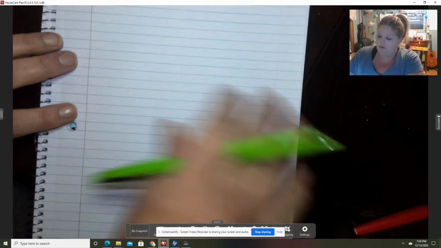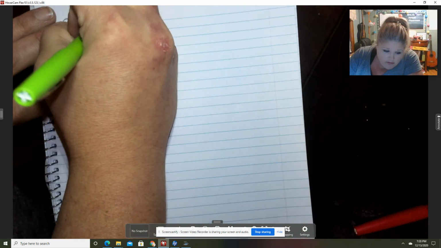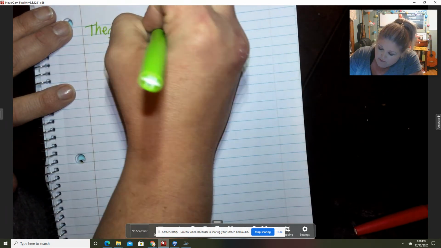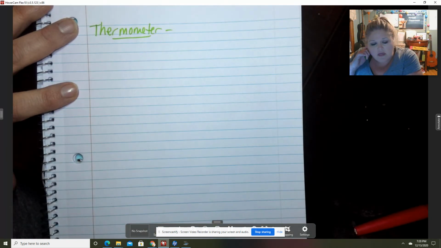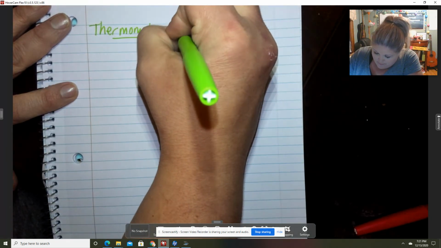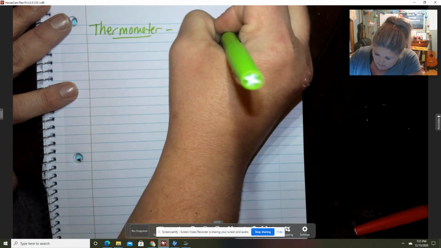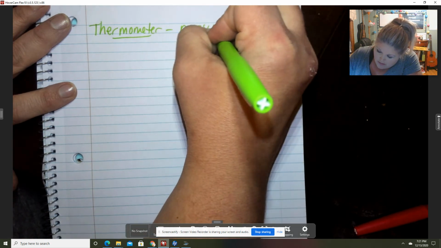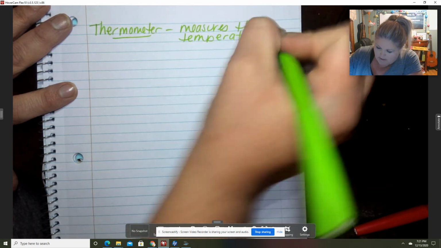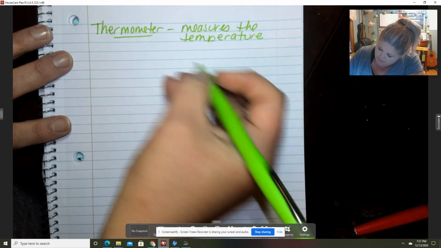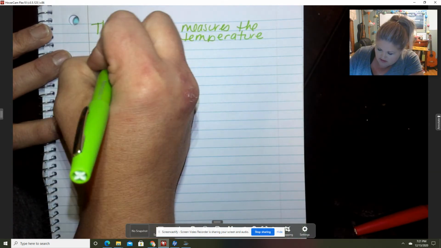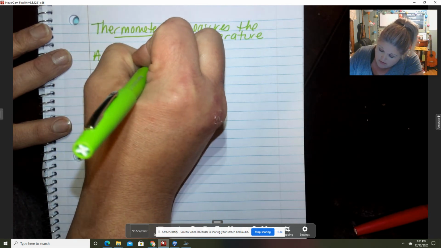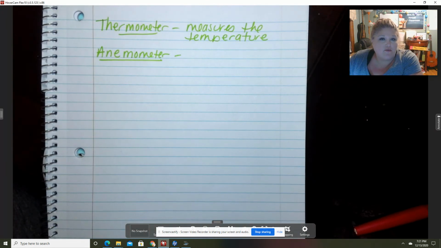All right, so they use things like a thermometer. And of course, we know what that is because we use that often, and that just measures the temperature. Okay. An anemometer. I always want to say anemometer, but it's an anemometer. So this measures wind speed.